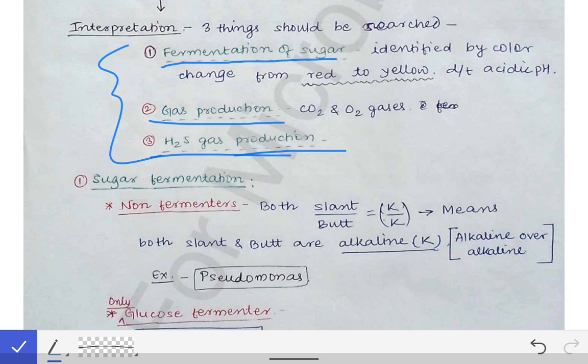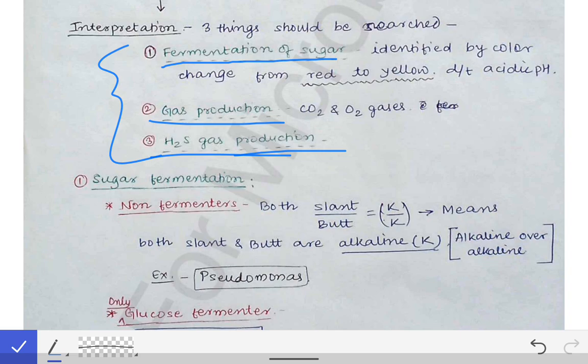So whenever there is a change in the color from red to yellow, that means it has got an acidic pH, or acidic pH represents that the fermentation of the sugar has occurred. That means when the sugars are fermented or metabolized anaerobically, there is production of pyruvate, or pyruvic acid, which is acidic in nature. Due to that acidic nature, the change in the color of the phenol red occurs from red to yellow.